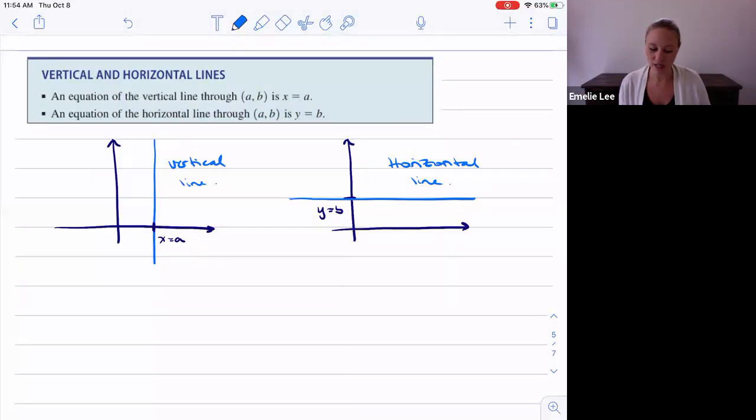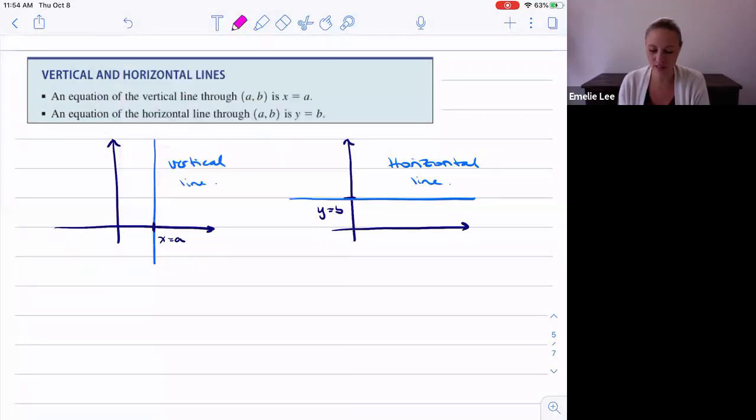I always have a hard time, or I used to have a hard time, remembering what's vertical and what's horizontal. But if you just think of the horizon goes like this, and so that's horizontal, and then the other one is vertical, of course.